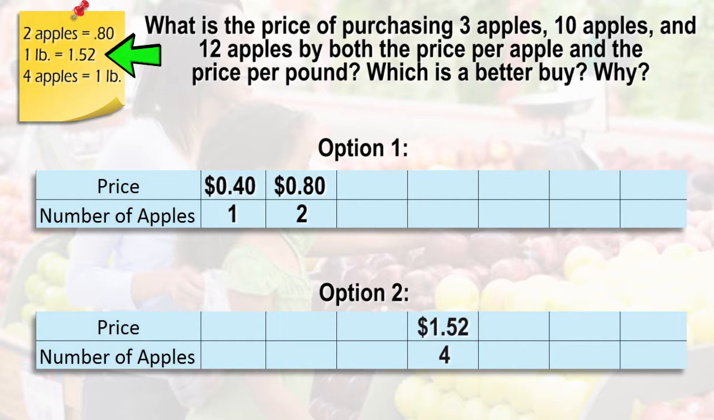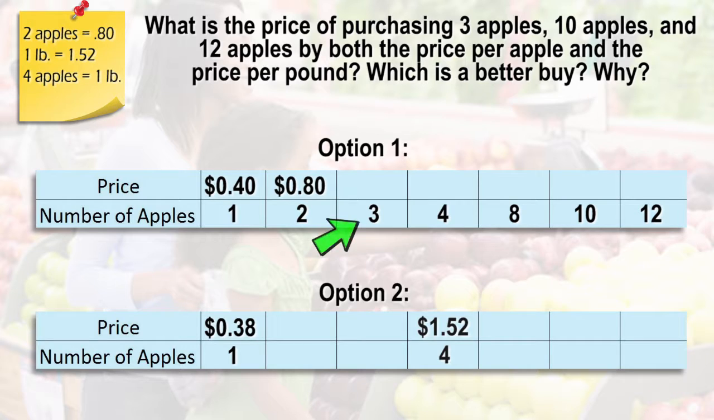The second option is 152 cents per 4 apples. To get the price per 1 apple, both the numerator and denominator will need to be divided by 4. The cost is 38 cents per 1 apple. Now that each option is solved for 1 apple, the rest of the table can be completed by taking multiples of the cost for 1 apple.